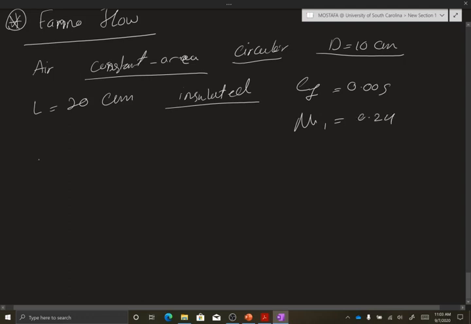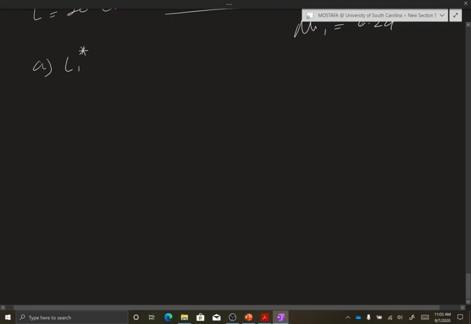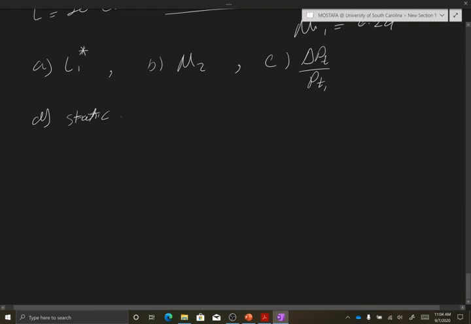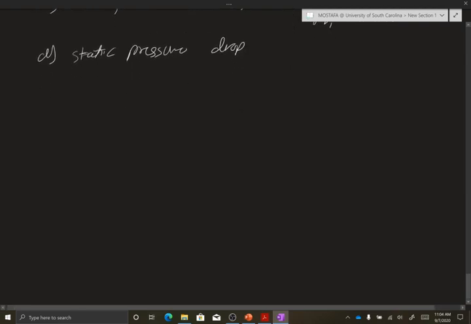Okay. The first thing you would need to find is L1 star, the choking length of the duct, then M2, your exit Mach number, the percentage of total pressure loss, so delta P of T over P of T, and static pressure drop, as well as the loss of fluid impulse due to friction.